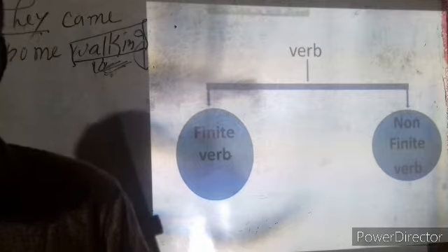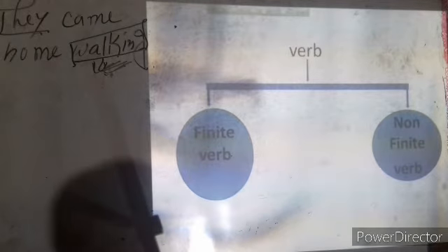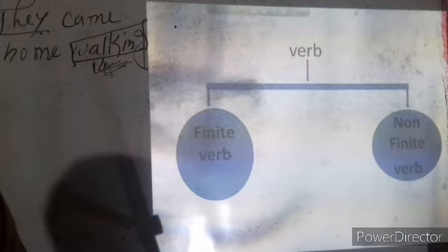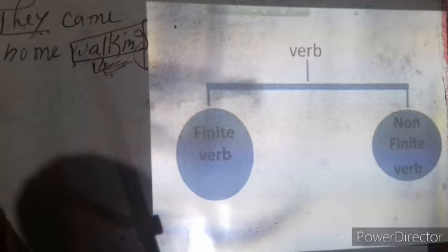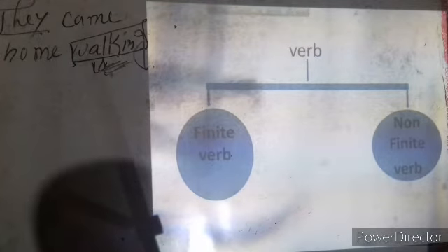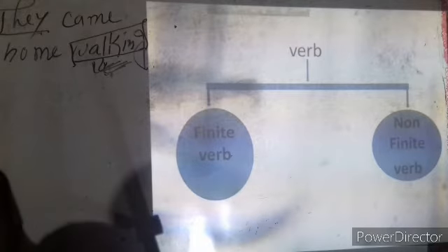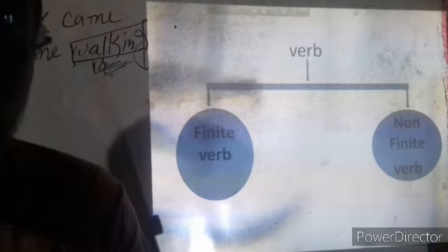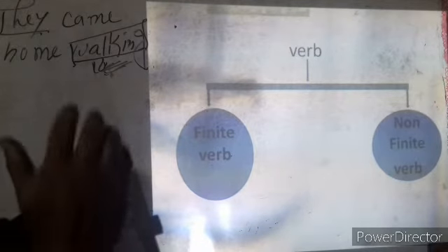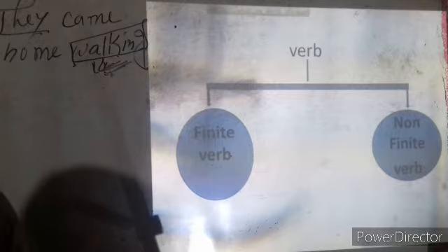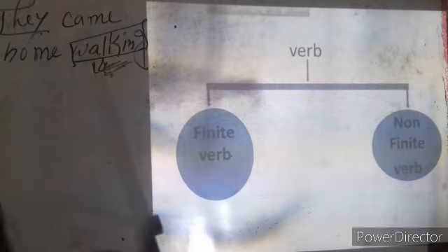My dear student, perhaps you will be able to understand what is finite verb and what is non-finite verb. Finite verb is changeable depending on subject and number, but non-finite verb will not be changed depending on the subject and person. Have you got the idea, my dear student? So, verb will be divided into mainly two kinds, finite verb and non-finite verb. And we have discussed already what is finite verb and what is non-finite verb.